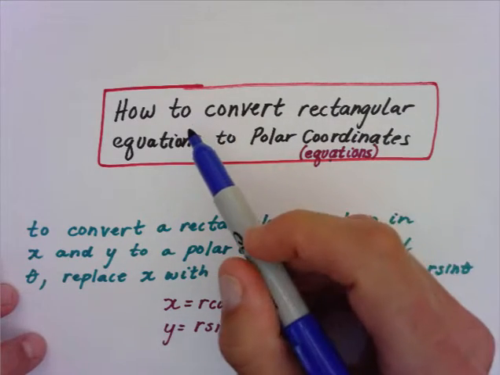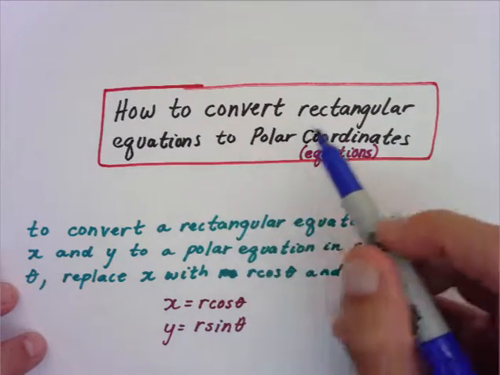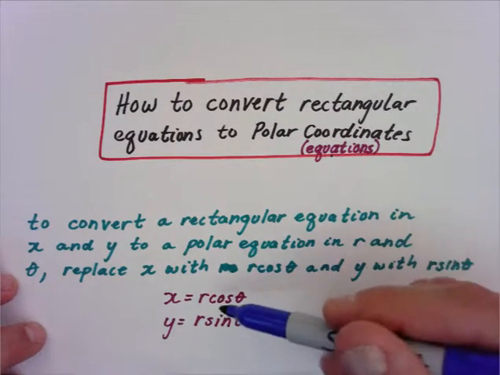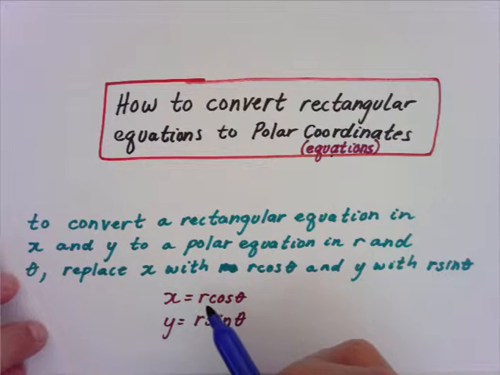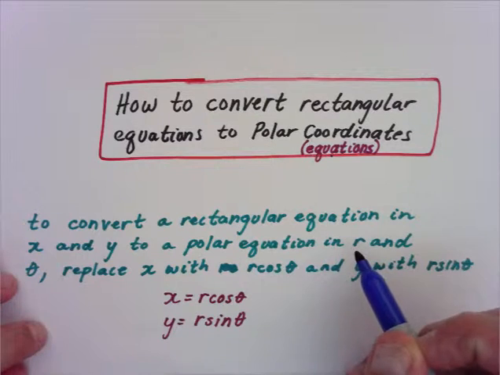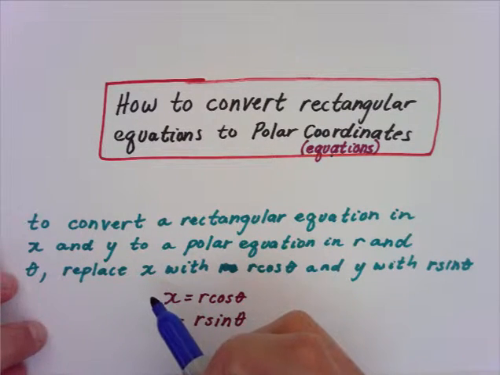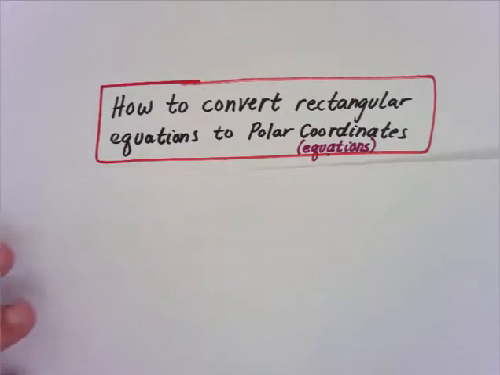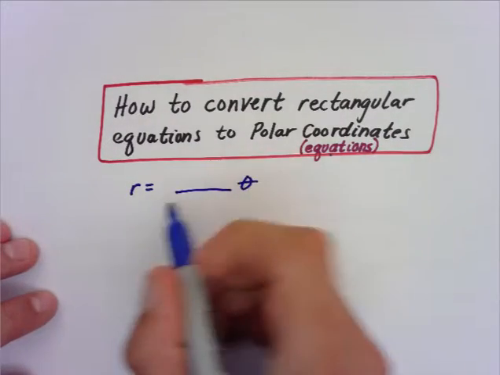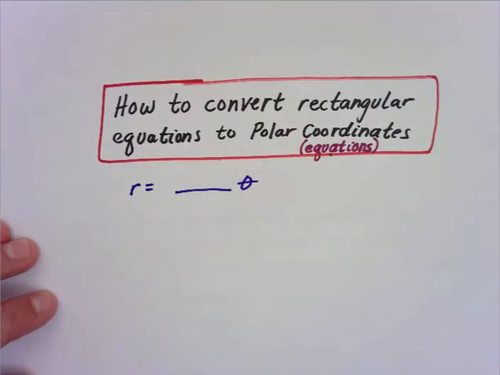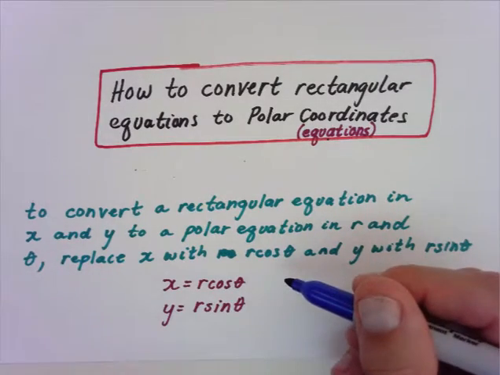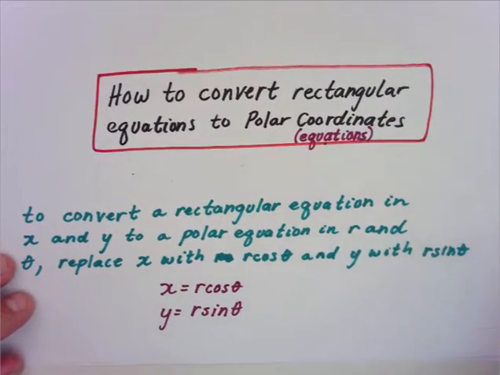Everyone, welcome to how to convert rectangular equations into polar coordinates or polar equations. And to do this, we want to think about the following. We're going to change our x and y with r cosine theta and r sine theta respectively. We want our equation to be in terms of r and theta. Most likely, what you're going to see is r equals something in theta. So r in terms of theta. That's the idea. And we're using this idea here: x equals r cosine theta and y equals r sine of theta.